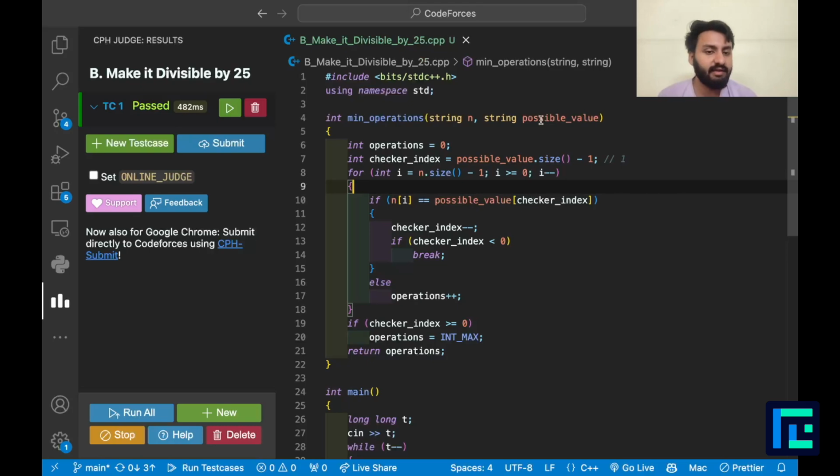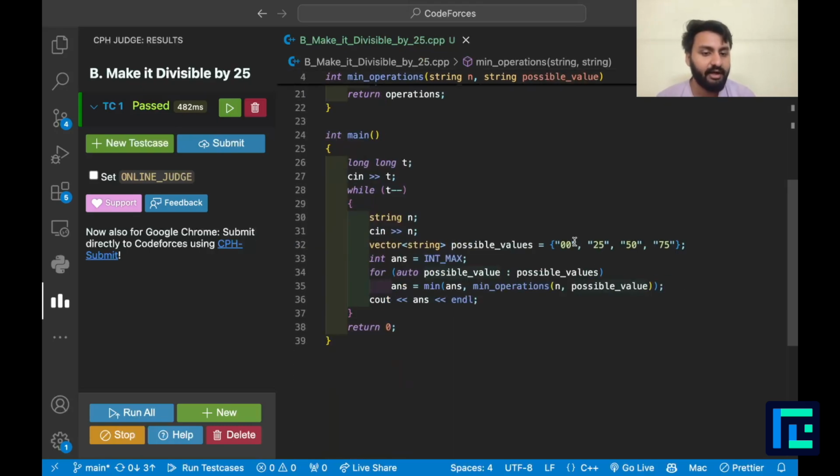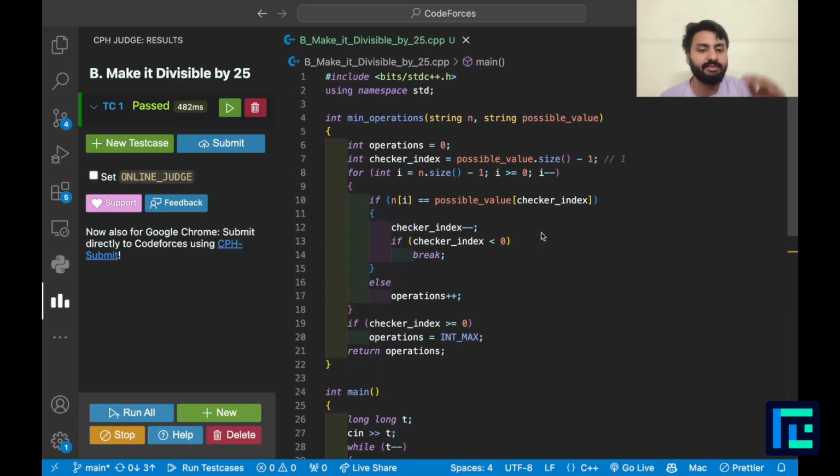Now this is of the possible value. So effectively, if you pass 00, you are initially talking about this 0 at index 1, which is at the very right. Then you talk about 25, you're talking about this 5 first. Then if you're talking about 50, you're talking about this 0. Then 75, you're talking about this 5. So this is the checker index, which maintains a pointer on that location.